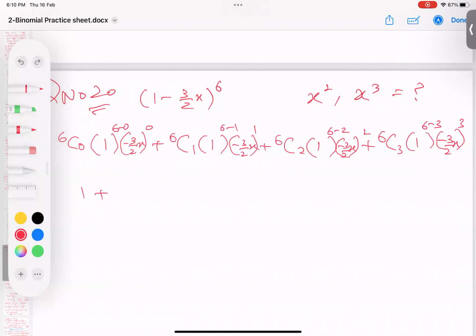6C1, you type in the calculator, it gives you 6. And 1 to power 5 is 1. And negative 3 by 2 times 2x. And 6C2 is 15. Let me recheck. 6C2 is 15.